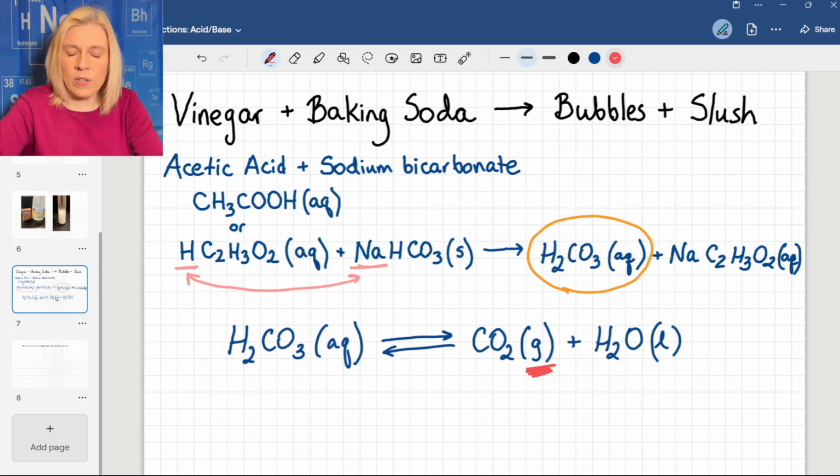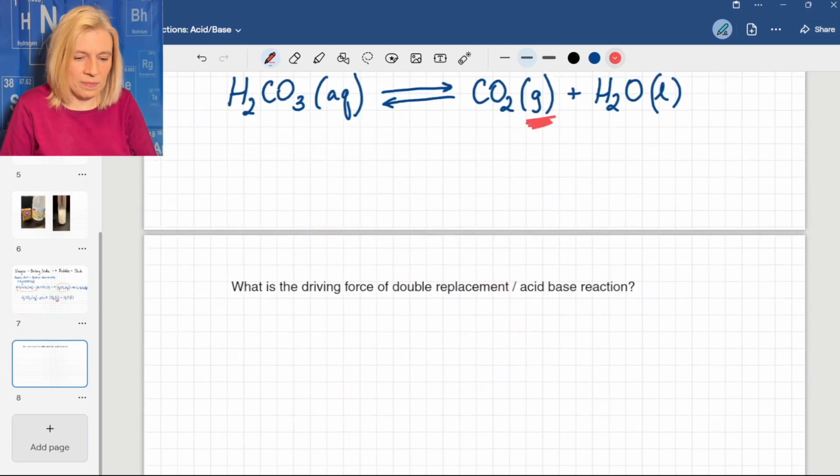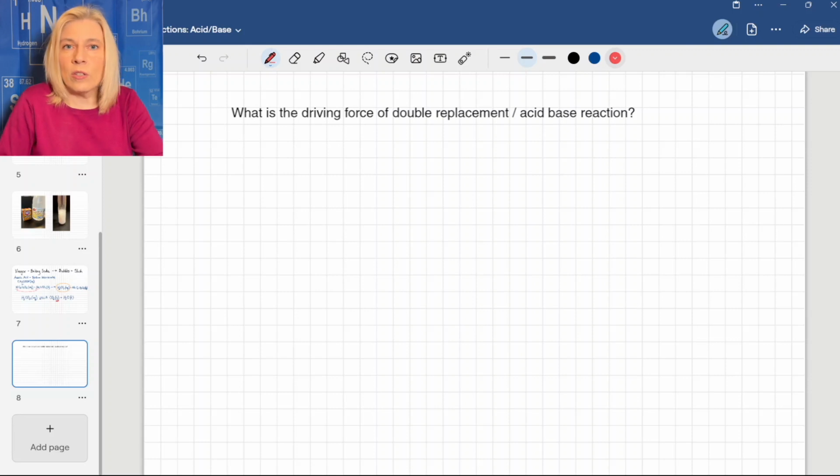This is also a very interesting reaction because if we have CO2 in the air combining with raindrops, you remember some people say, oh, acid rain? What's acid rain? It's carbonic acid. That's the acid rain. Very, very interesting.